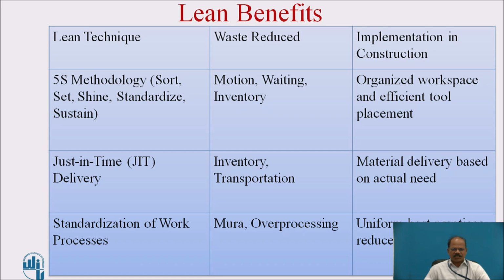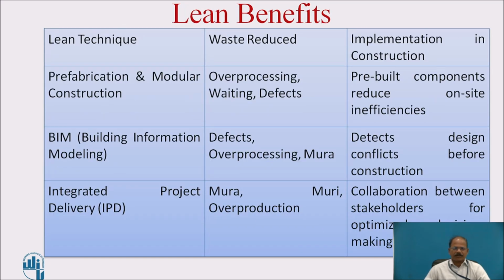The standardization of work processes or Mura operations is another important aspect of uniformity in lean construction techniques. The lean benefits also have specific relevance in prefabrication and modular construction. Waste reduced is regarding overprocessing, waiting or defects, while in the construction industry, pre-built components of precast or prefabricated constructions reduce on-site inefficiencies.